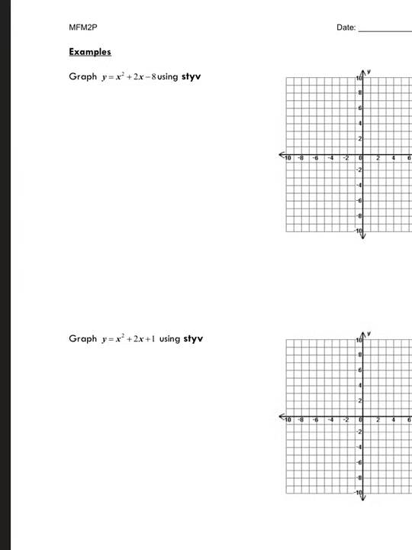So let's actually look at this example: x squared plus 2x minus 8. Step 1. My y-intercept is the last number in that chain, which is going to be negative 8. So on my graph here, I'm going to find negative 8 on my y-axis, and I'm going to plot it.